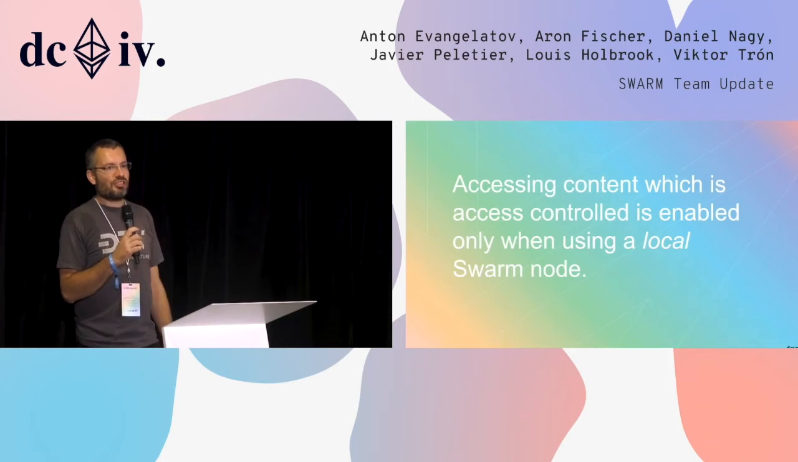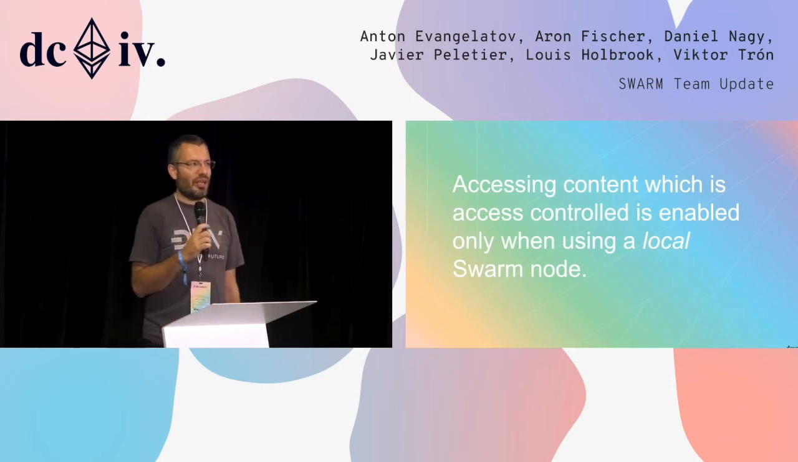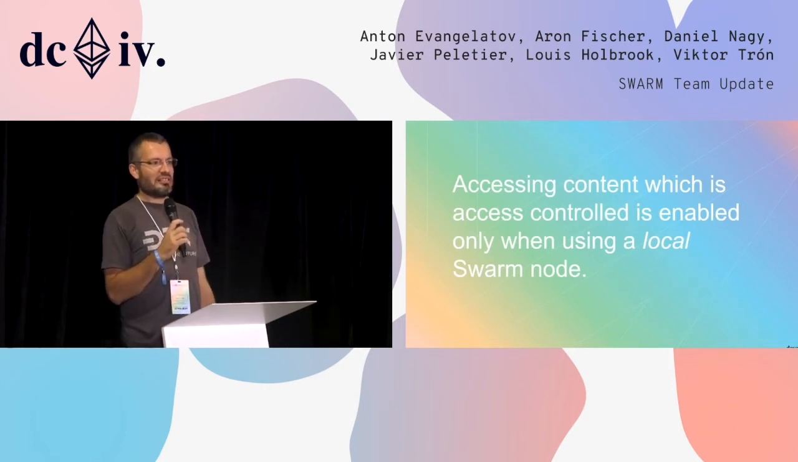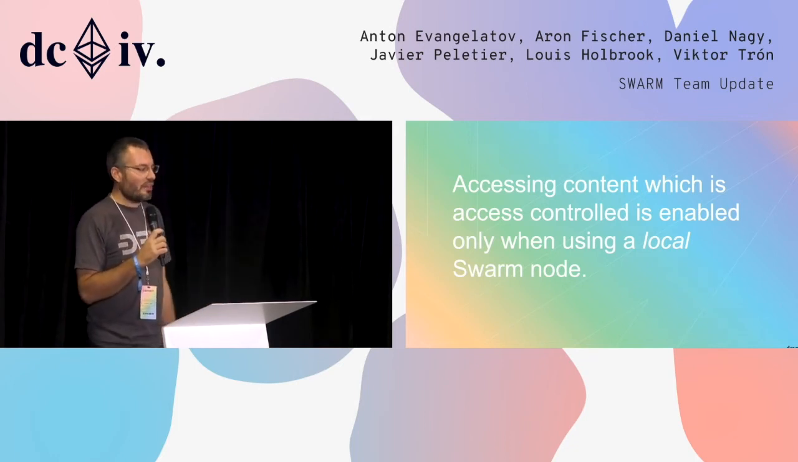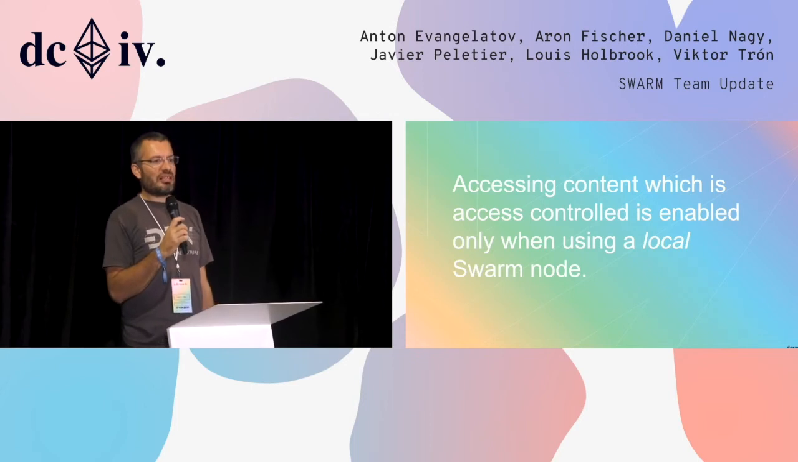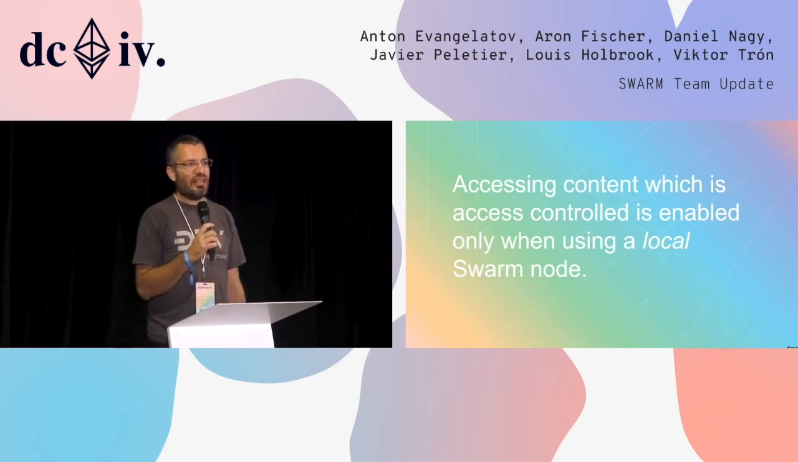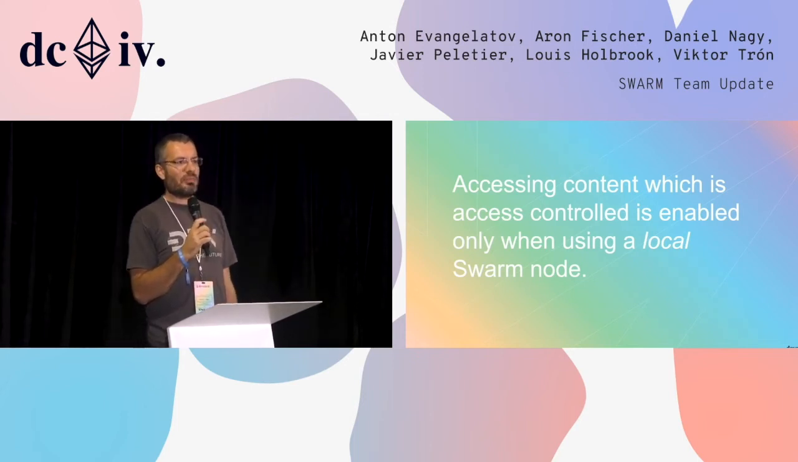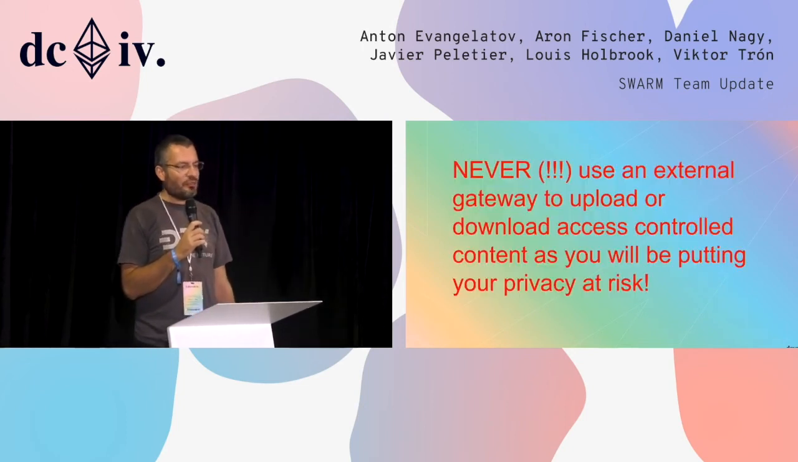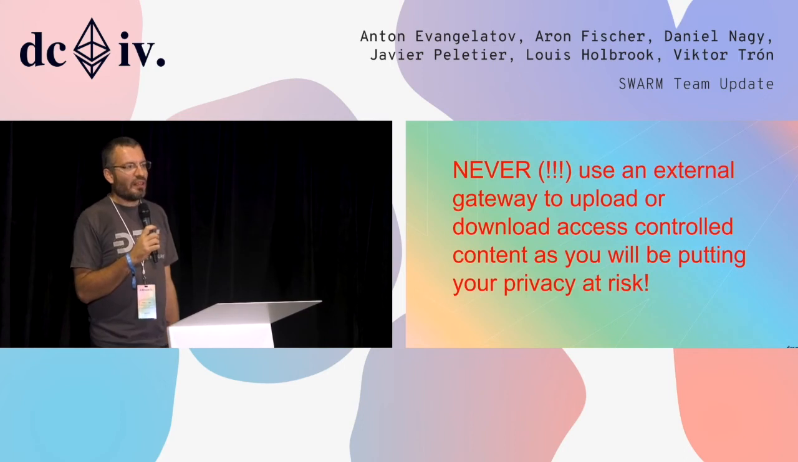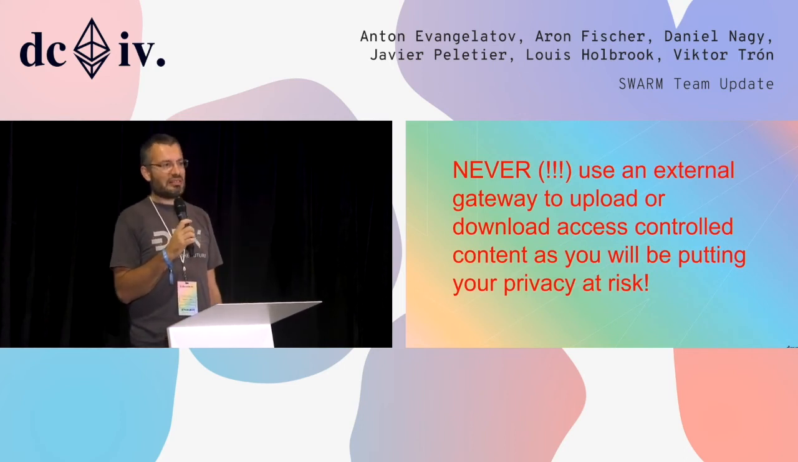So before I finish, I would like to give you one warning, and this is the last thing I'm going to say, and hopefully this last one you remember: if you're dealing with access-controlled content, please don't use public gateways. Run your own Swarm node. Because if you're using a public gateway, that gateway will have access to the same access-controlled content, and you might not want to have that.